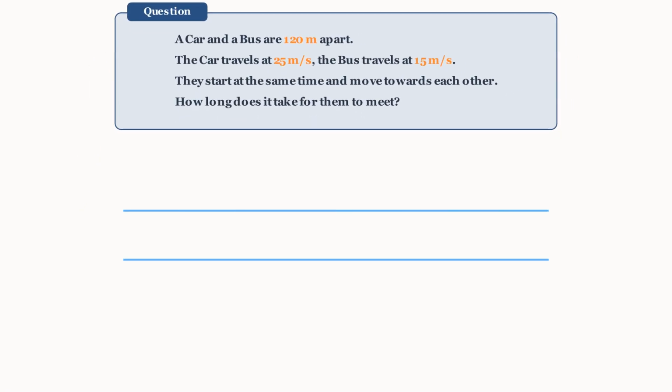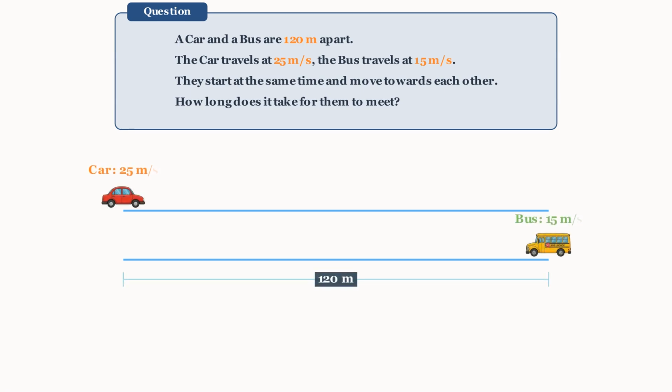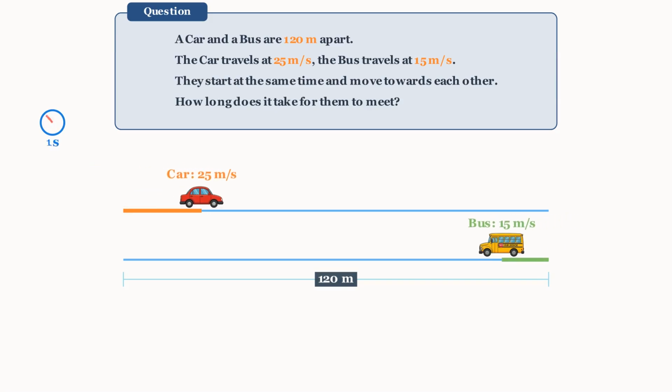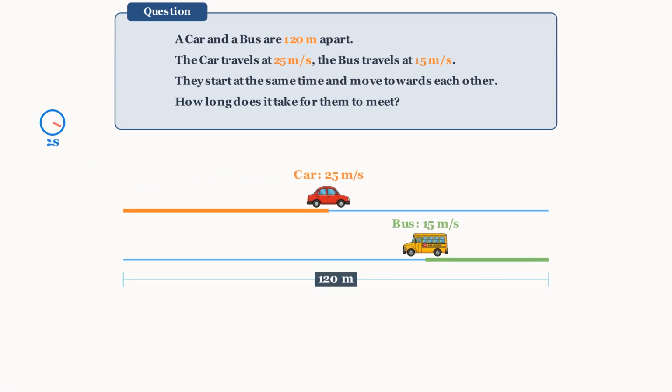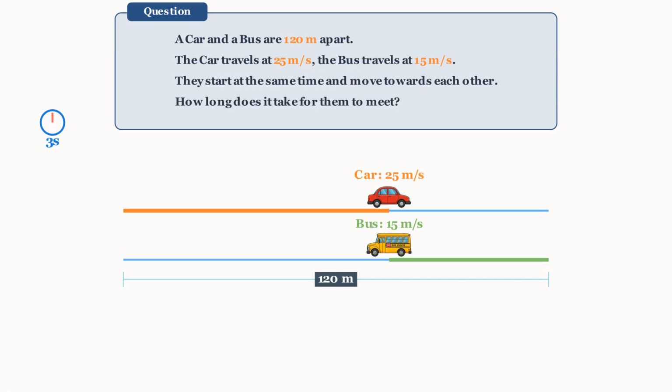Let's visualize this. The car starts on the left, and the bus starts on the right, 120 meters apart. Watch as they move towards each other. Every second, the car covers 25 meters while the bus covers 15 meters. After 3 seconds, the car traveled 75 meters and the bus traveled 45 meters. Together, they covered the full 120 meters.